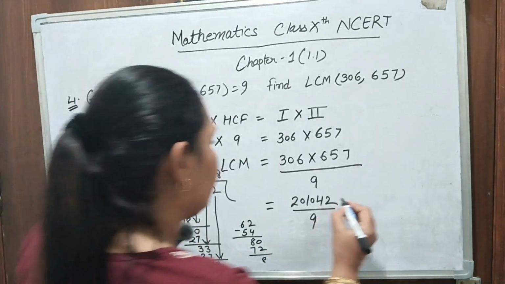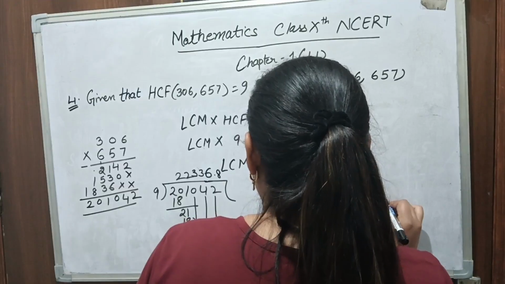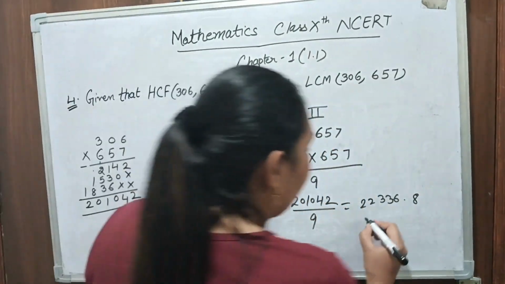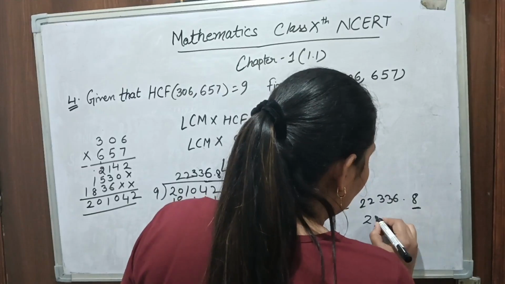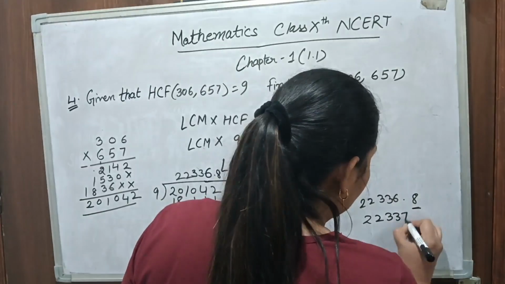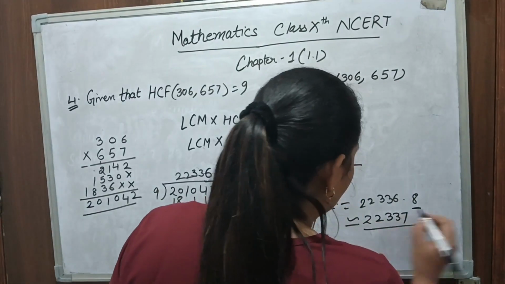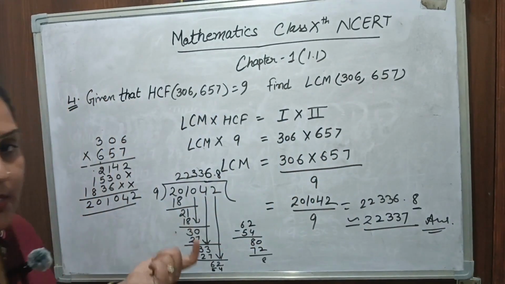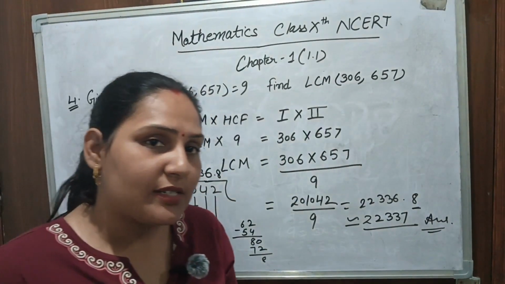So we will write 22336 decimal 8. When you round off, it is greater than 5, so it will become 22337. Approximately your answer will be this. It will be your LCM. Hope students you understand well.